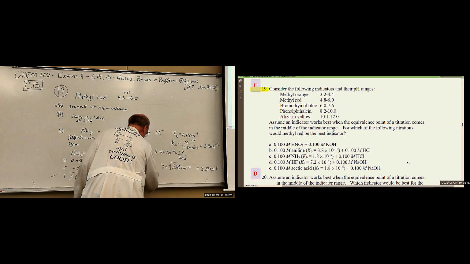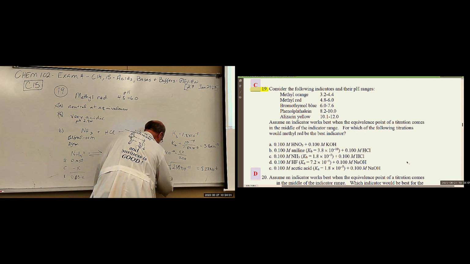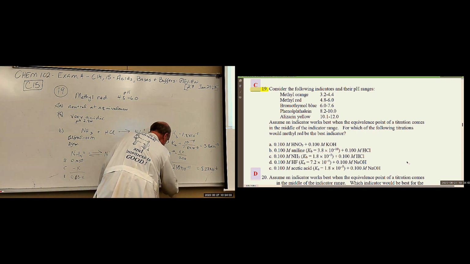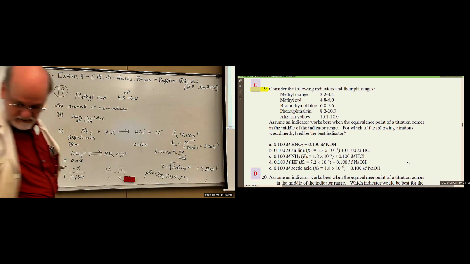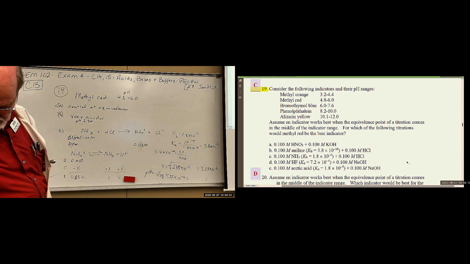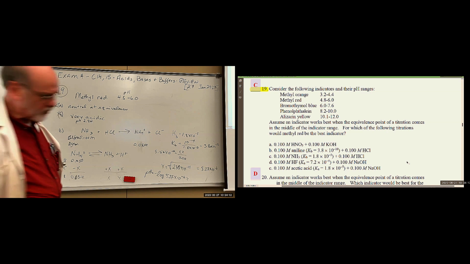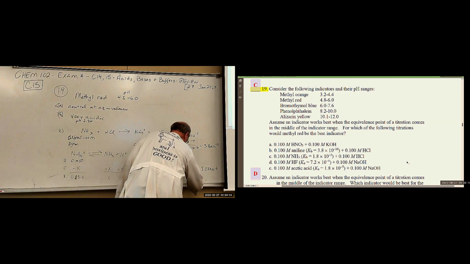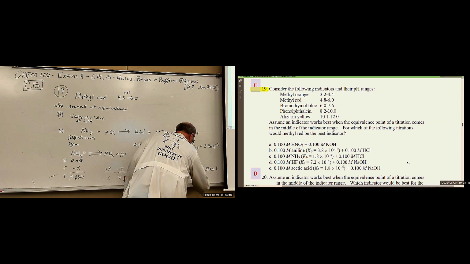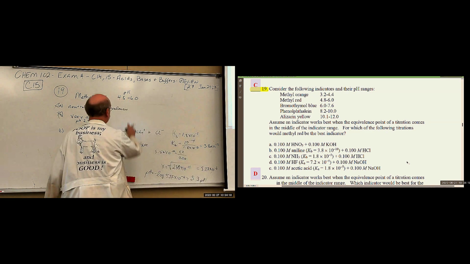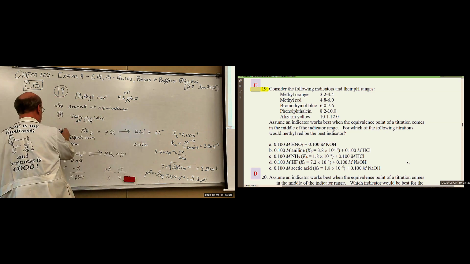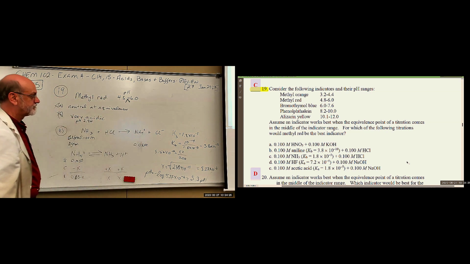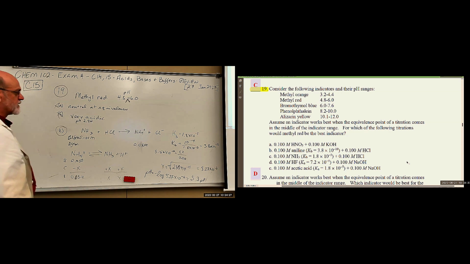And then the pH at equivalence is going to be negative log of 5.27 times 10 to the minus 6. That's 5.3 roughly. pH 5.3 puts it right there. So I think we found our answer. Now we can do the others.